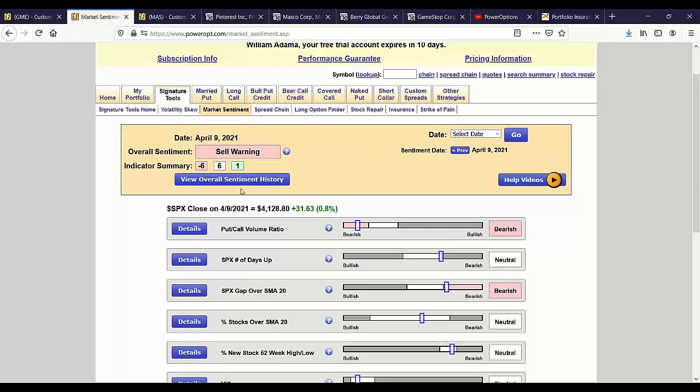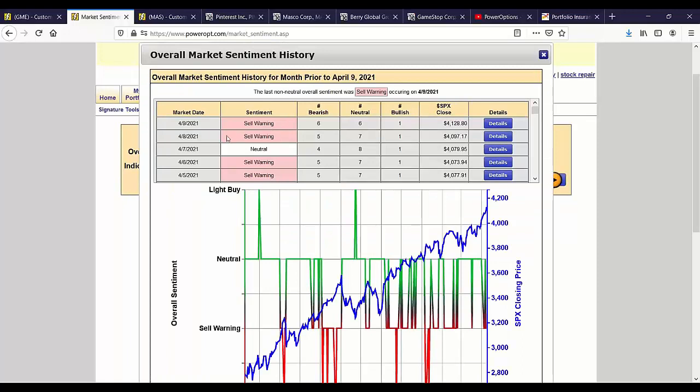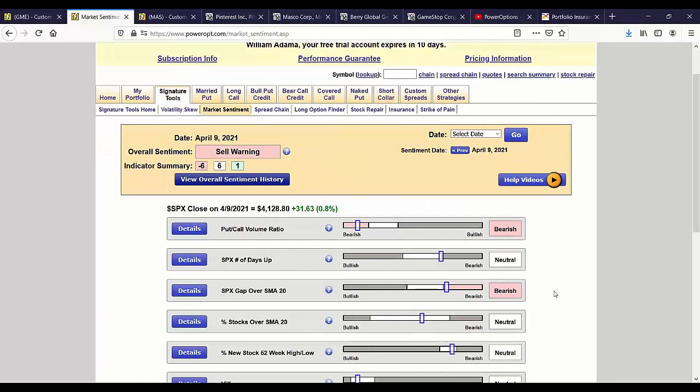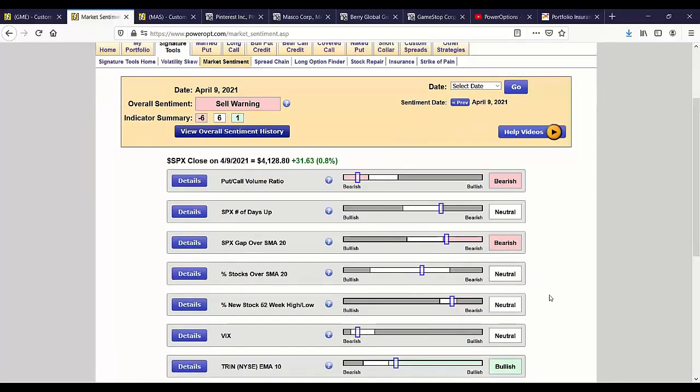So this is updated today, and of course, we've had 2 sell warnings in a row. Am I nervous about the 2 sell warnings in a row right now? Not yet. Okay, so let's start from the beginning. We have many reviews of this already on YouTube, but let's start from the beginning. What is this market sentiment tool?